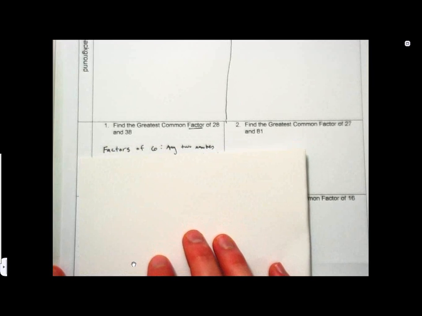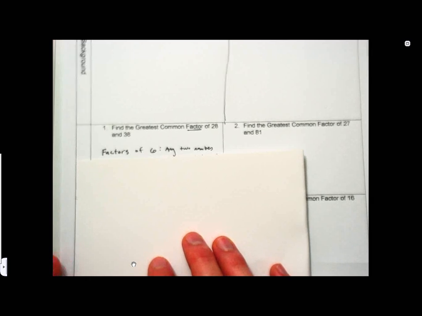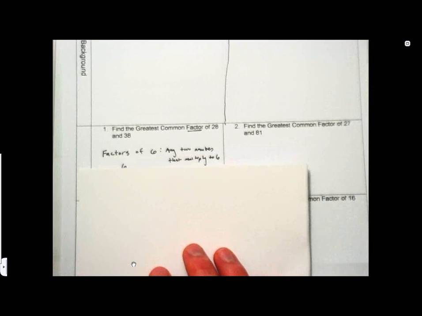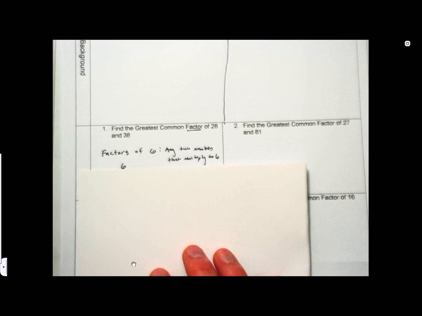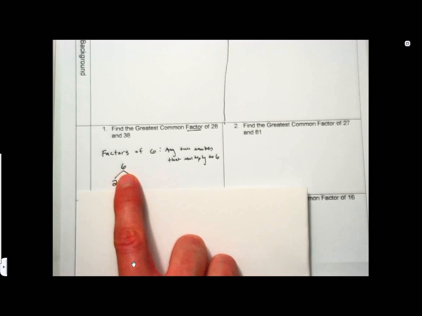So what we're going to look at is how do you find the factors of 6. Now the way I define factors is they're any two numbers that multiply together, in this case to be 6. So if I look at the number 6 and do what's called a factor tree, you can see that 6 breaks down into 2 times 3. Well, what that means is that 2 and 3, we say, are factors of 6.